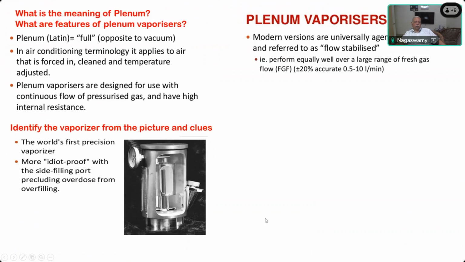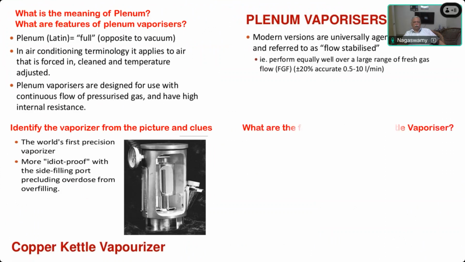This picture is again a museum picture. Sometimes just for the purpose of OSCE, I have included this. Sometimes from a historical point of view, they may ask you. The world's first precision vaporizer, more idiot proof with the side filling port, precluding overdose from overfilling. So this is called the copper kettle vaporizer. Okay? One of the oldest precision filling vaporizers.